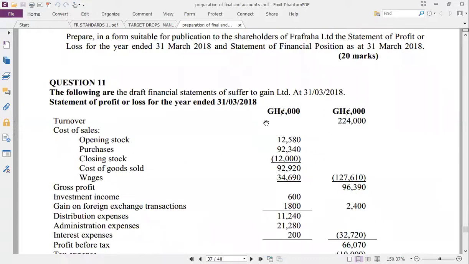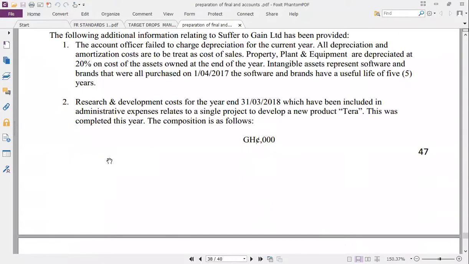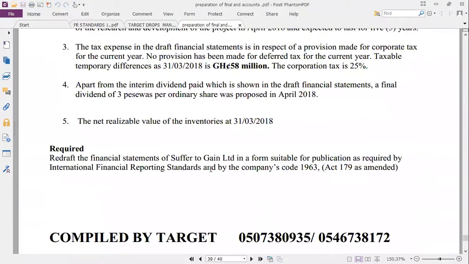Now that question, if you check, there was opening stock, there was purchase, there's closing stock. Have you seen this closing stock? It says 12,000, right? Let's go to the footnote and see if the value of this closing stock is 12,000. Last footnote. It's supposed to be 11,000, it's not there. But the net realizable value of the inventories after 31st March 2018 is supposed to be 11 million. So I'll put it there. It's supposed to be 11 million.